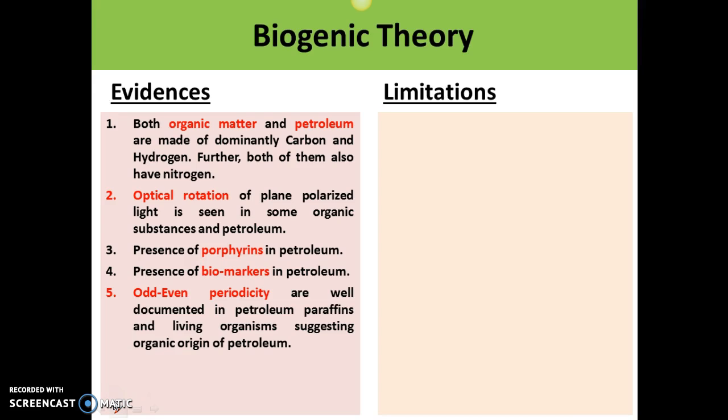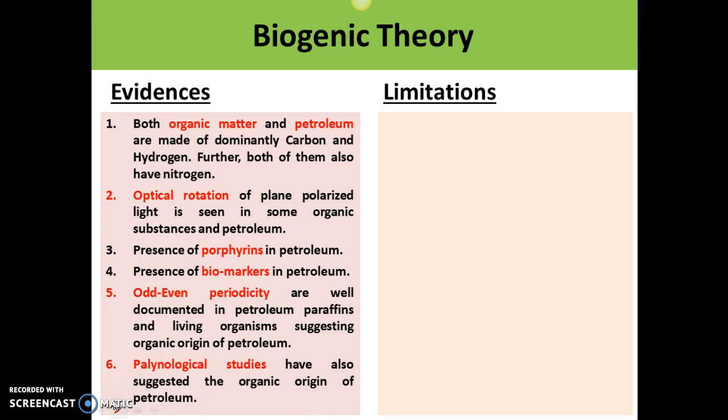Next, there are well documented similarities of odd-even periodicity between petroleum paraffin and living organisms, which indicate the origin of that particular petroleum accumulation. For example, plants synthesize almost exclusively paraffin with an odd number of carbon atoms in the chain ranging from C25 to C37 in a variety of plants, while marine plants synthesize smaller odd carbon chain lengths of C15, C17, C19 and C21.